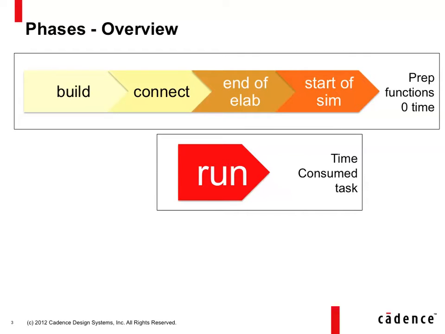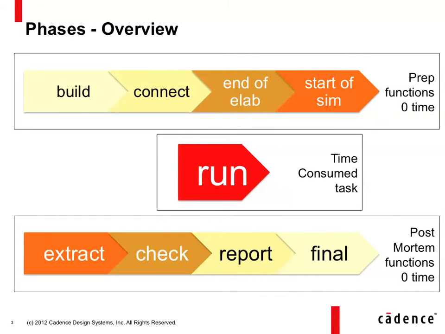So what do you do in post-processing? Post-mortem phase. Here's another set of functions. You're starting with the extract phase. Let's say you need more data. Maybe there's data somewhere in the scoreboard or in other places that you need to determine some results. You can extract it in this phase.